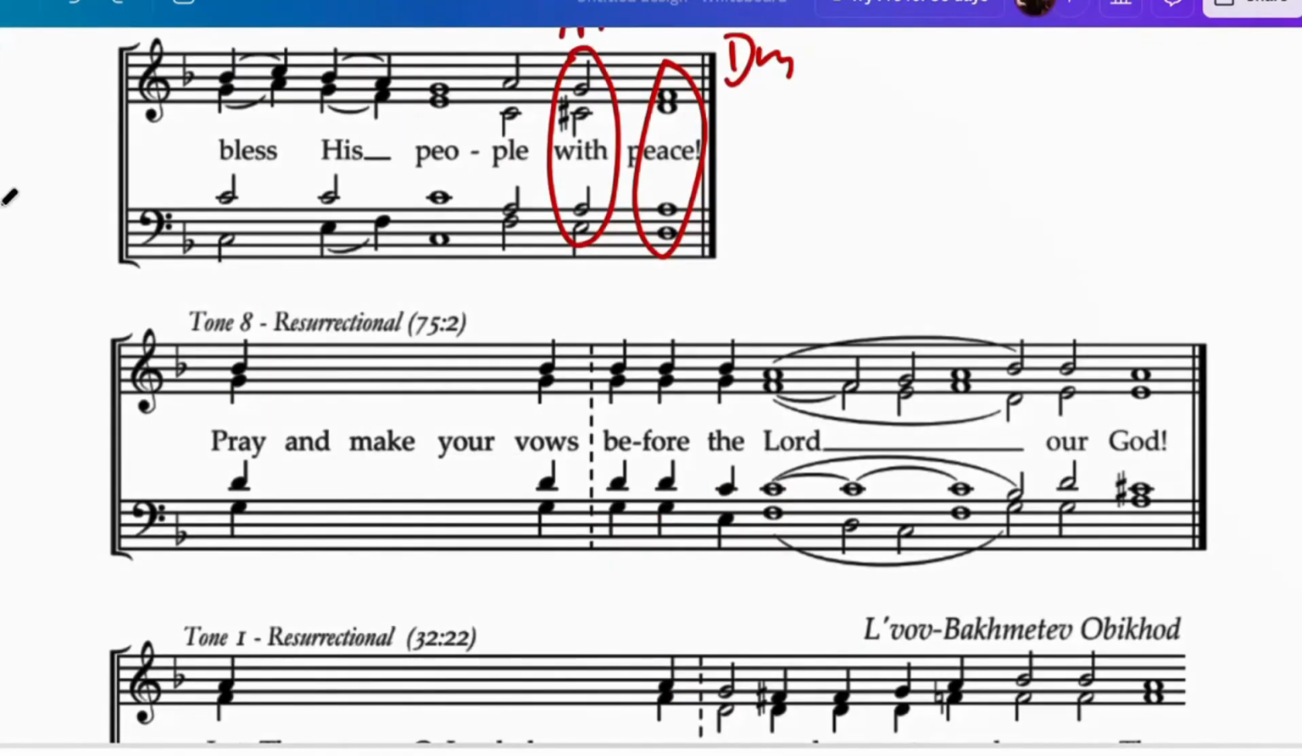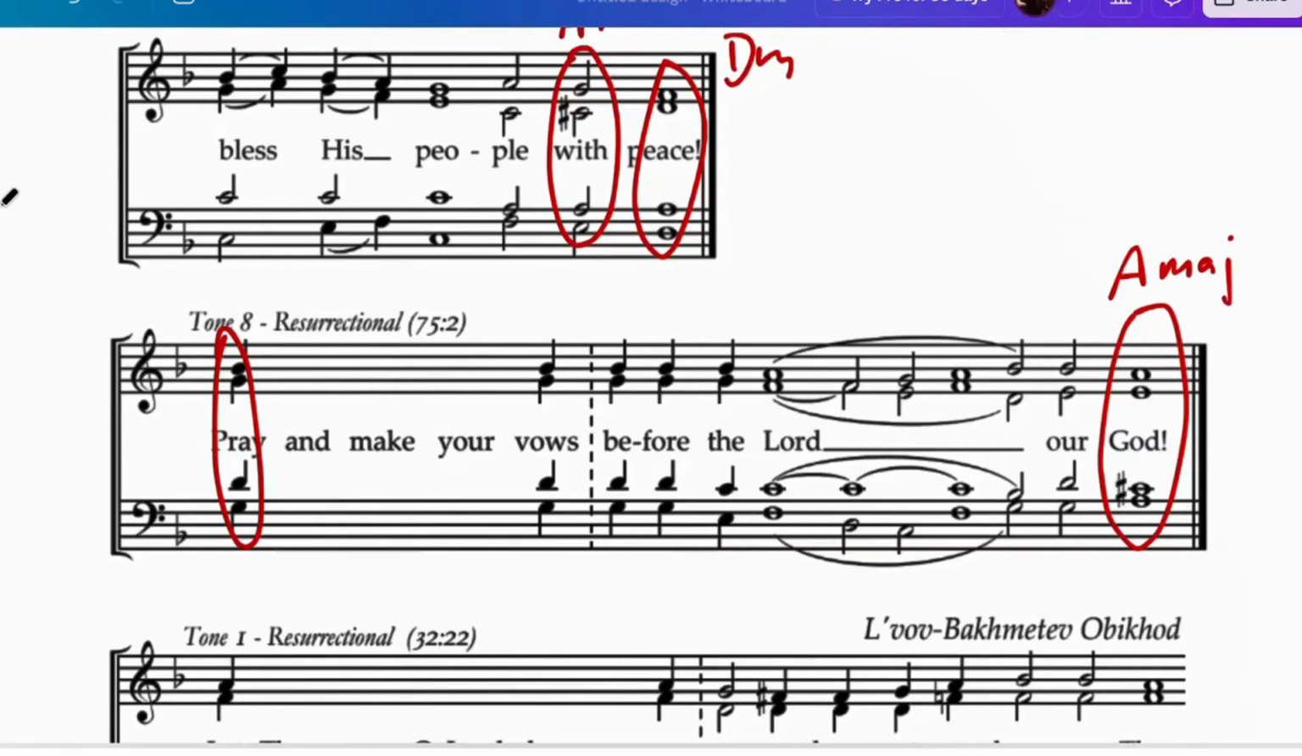So this next one we'll look at, this is the Tone 8 Resurrectional Prokeimenon, and it's in the key of F major, as most of them are. And it starts with a G minor chord, which is okay. It's not terribly unusual. But then, what's the last chord of the song? It's an A major. It's an A, not an A7, because there's no G in it. It's just an A, C sharp, an E, and then another A. So it's an A major.